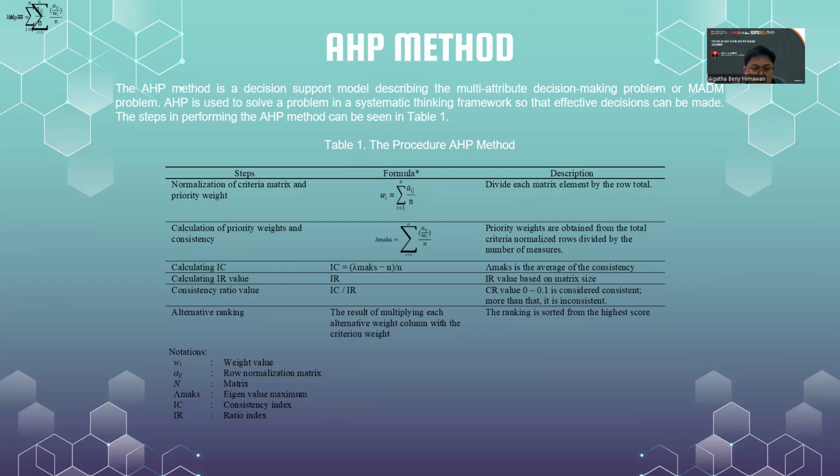The AHP method is a decision support model describing the multi-attribute decision-making problem, or MADM problem. AHP is used to solve a problem in a systematic thinking framework so that effective decisions can be made. The steps in performing the AHP method can be seen in Table 1.